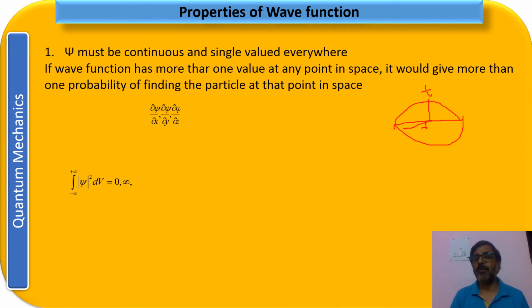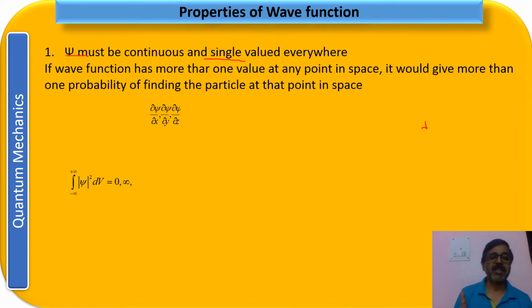So here we have only one probability. This is one particular probability. At one point you cannot have two probabilities, so you cannot have multiple values. So psi must be continuous and single valued everywhere. Anywhere in the packet, it must have only one value, and that must be the property of your wave function. If the wave function has more than one value at any point in space, it would give more than one probability of finding the particle at that point, and naturally that is not possible.